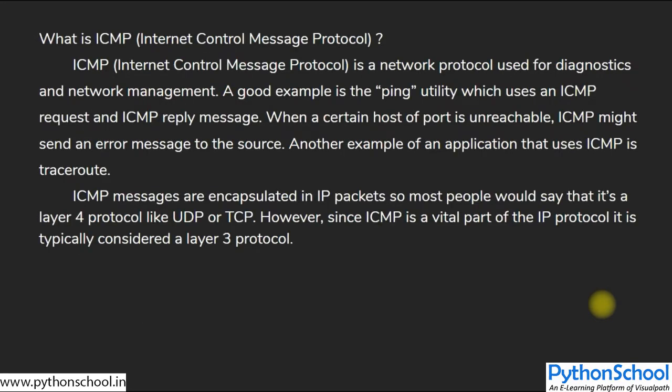So, what is ICMP? ICMP is nothing but Internet Control Message Protocol, which is actually a network layer protocol. Basically, this is used to diagnose or troubleshoot network management. A good example for this ICMP protocol is ping. You might have heard this word ping. You might have done this ping multiple times in your command prompt. So this ping utility basically uses ICMP echo request and reply messages.